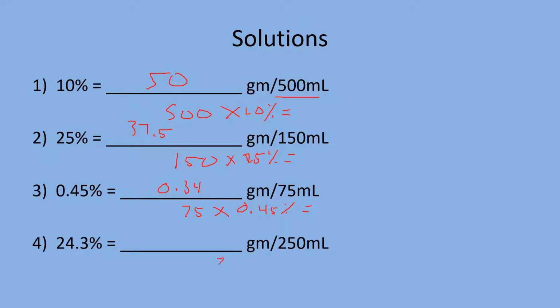Here we got 250 this time. Multiply by 24.3. And then your percent button. Yeah. Super easy, right? mLs times percent gives you grams.